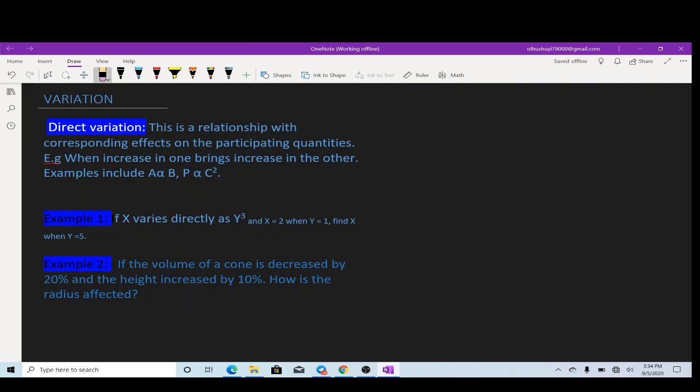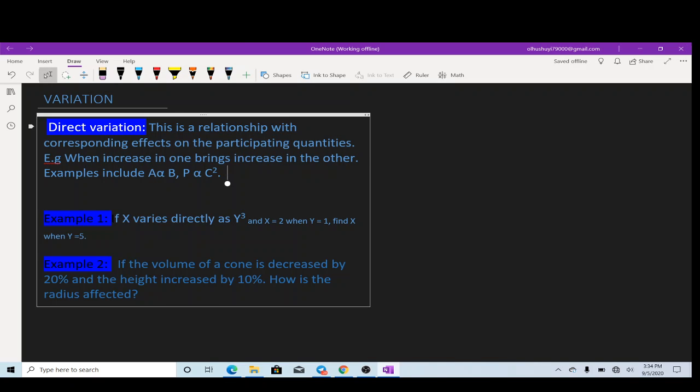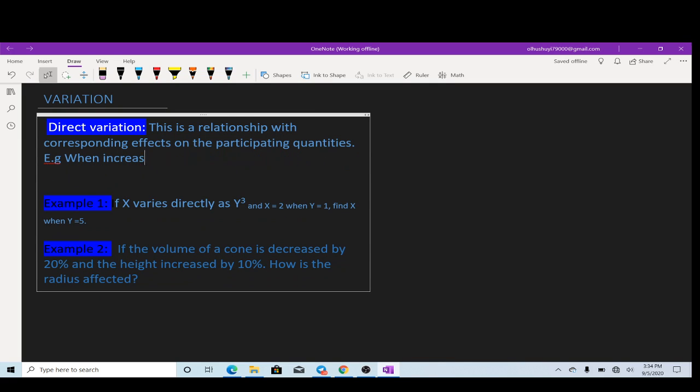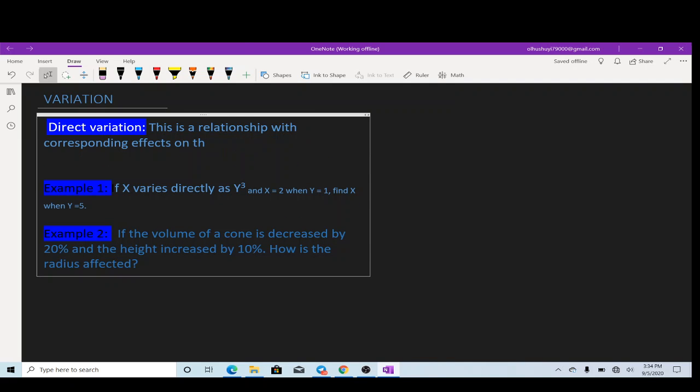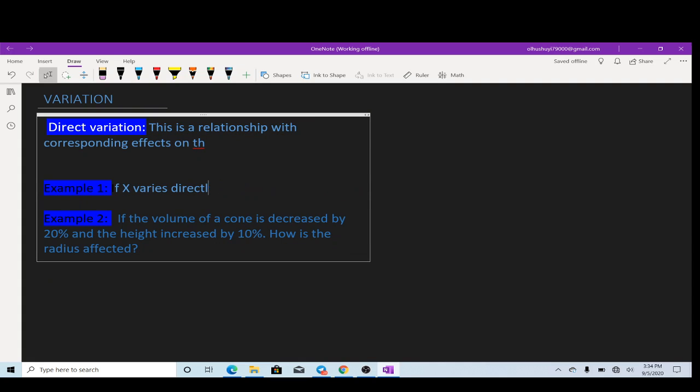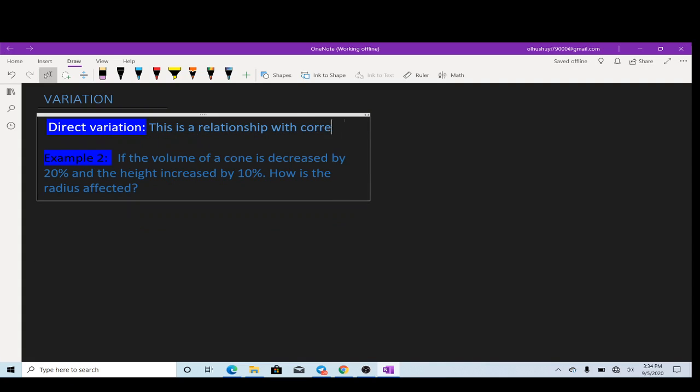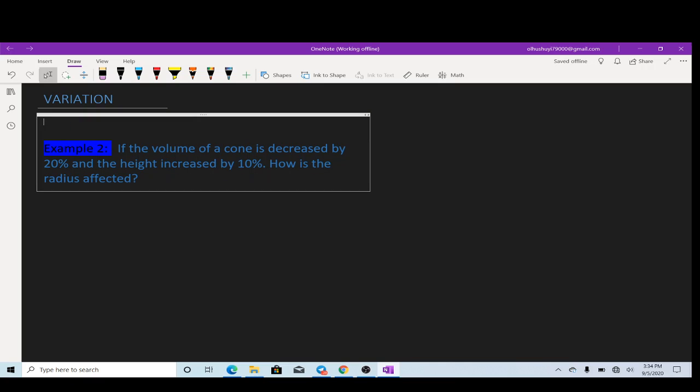Example 2 states that we have a question like this. I want to wipe this, please. Please permit me to do that. So let me wipe from here so that I can have sufficient space. Yes. So I have this.